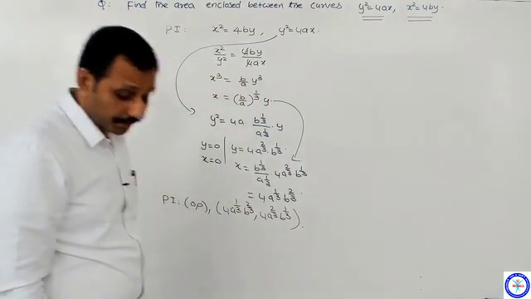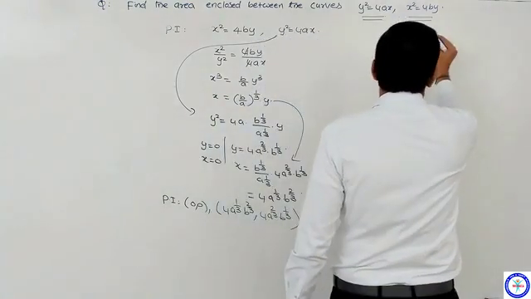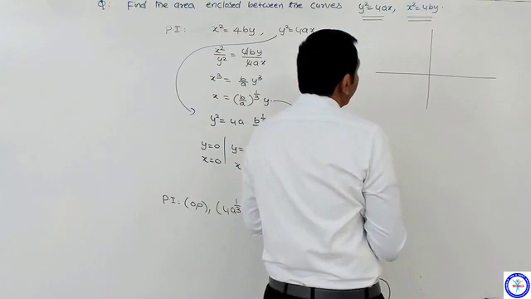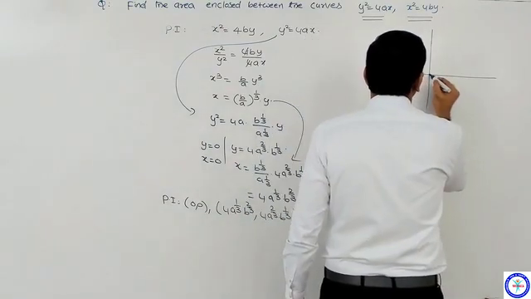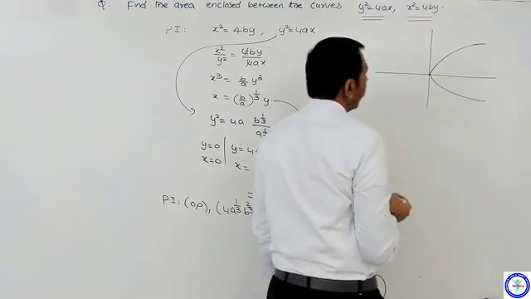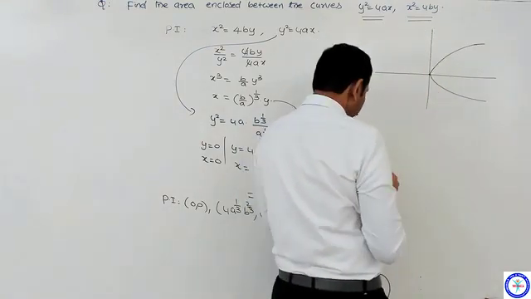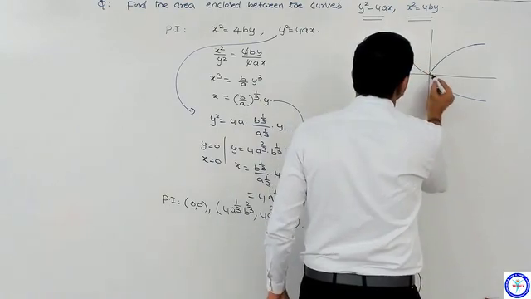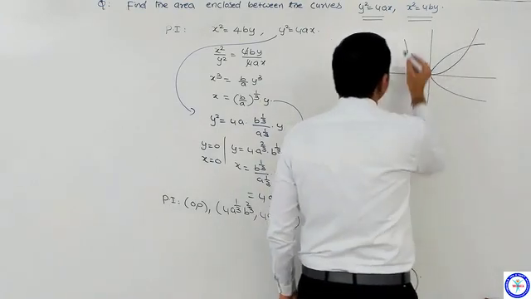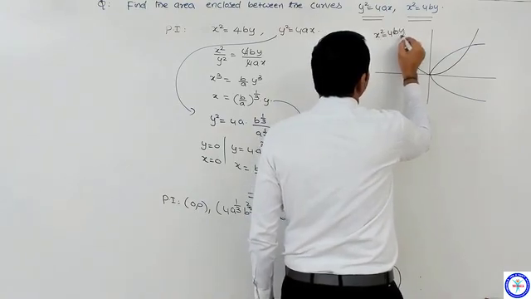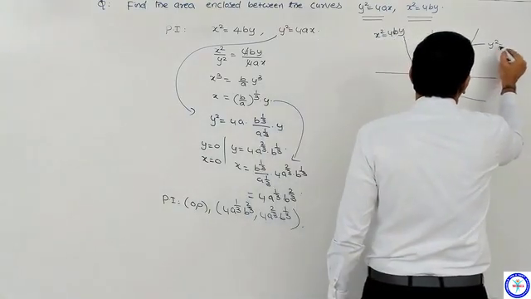Let me draw the graphs. Listen. One parabola y square equal to 4ax. Yes, it is y square equal to 4ax. Other one x square equal to 4by. Yes, it is x square equal to 4by. It is y square equal to 4ax.